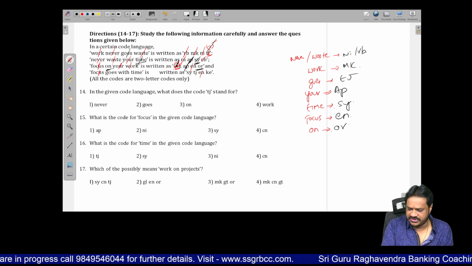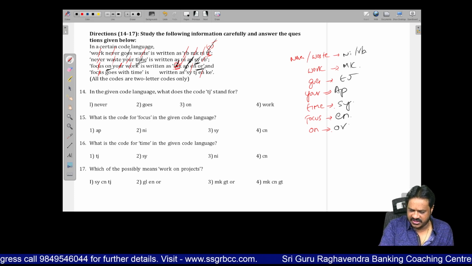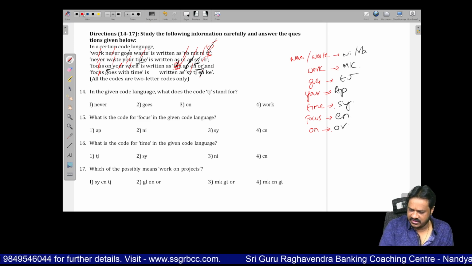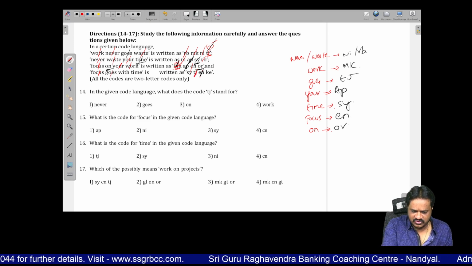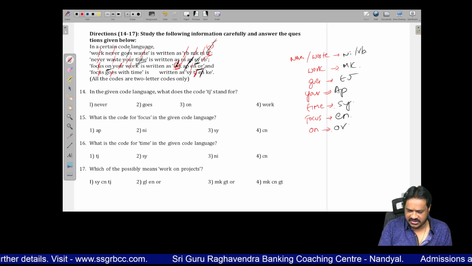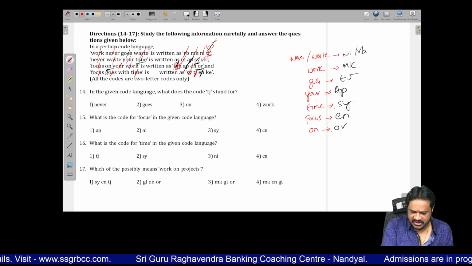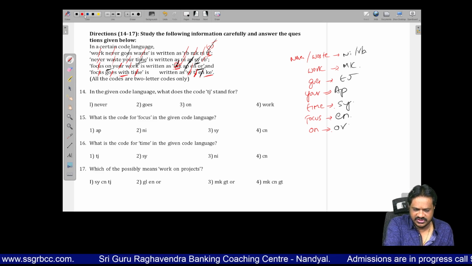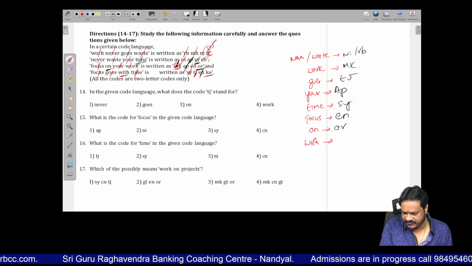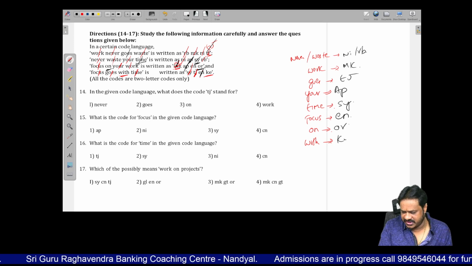Come to the last one. Focus goes with time. So focus means EN already. Then goes means TJ. Time means SY. Now the remaining code is for with. The remaining code is KE. With code is KE.